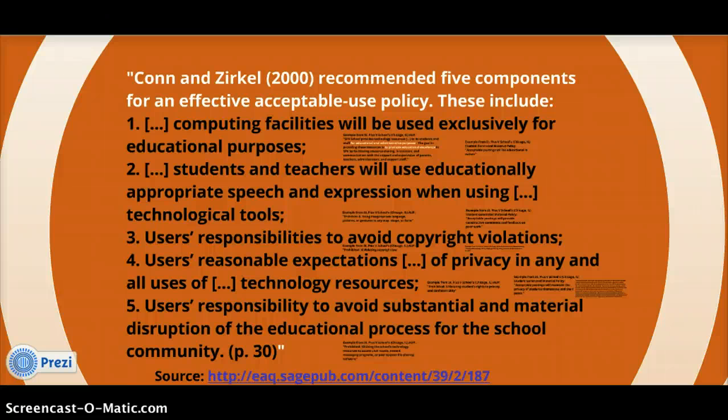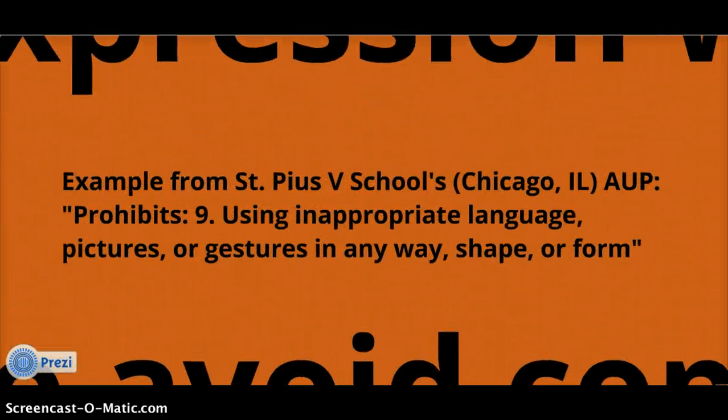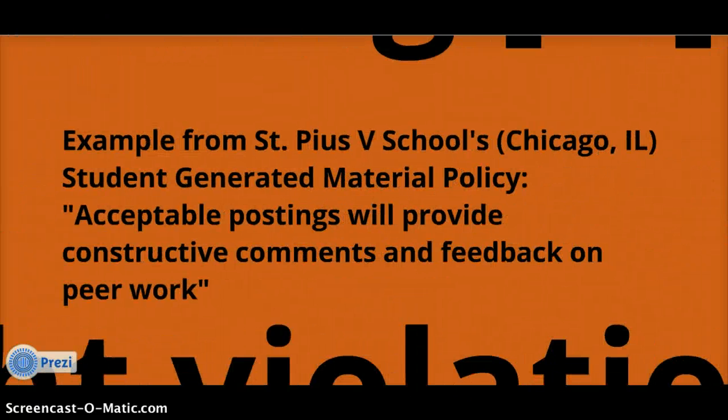Number 2, students and teachers use educationally appropriate speech and expression when using technological tools. Again, with the AUP, we have these prohibitions, number 9 being using inappropriate language or pictures, stating what they can't do, which is often easier to say than what they're allowed to do. And then we also have in the student-generated material policy that students will provide constructive comments and feedback on peer work. So this is stating that this is professional, this is constructive criticism, and not just saying, oh, I hate your work or I really like your work, but actually helping them learn and helping their peers learn as well.